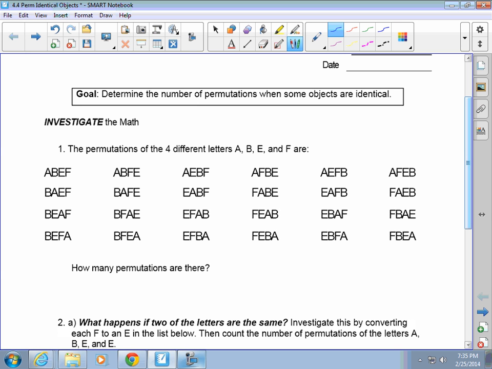So you'll remember, those of you who are in Pre-Calc 30, we did something similar with the alphabet, just to see how repeating a letter affected how many permutations you could have. So this one says the permutations of 4 different letters, A, B, E, and F, are as listed below. How many permutations are there in total? There are 4 factorial, or 24. So remember, 4 factorial is the same as 4 times 3 times 2 times 1.